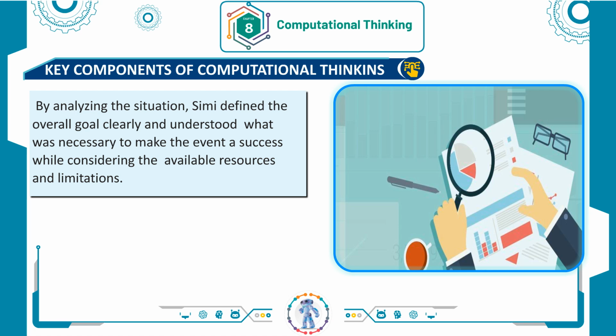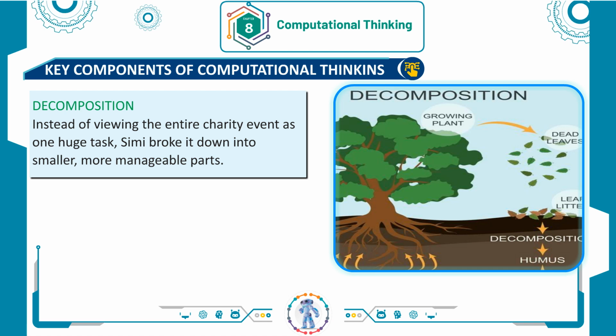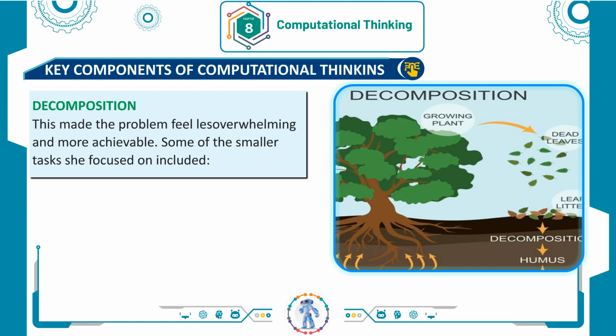By analyzing the situation, Simi defined the overall goal clearly and understood what was necessary to make the event a success while considering the available resources and limitations. Decomposition. Instead of viewing the entire charity event as one huge task, Simi broke it down into smaller, more manageable parts. This made the problem feel less overwhelming and more achievable.